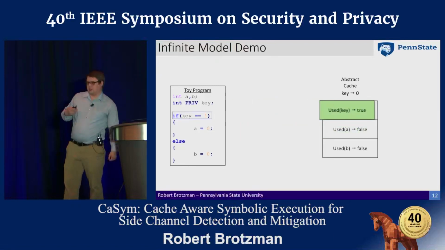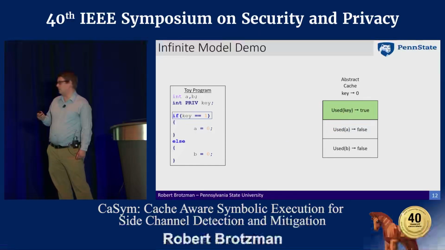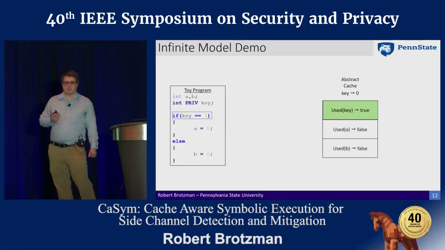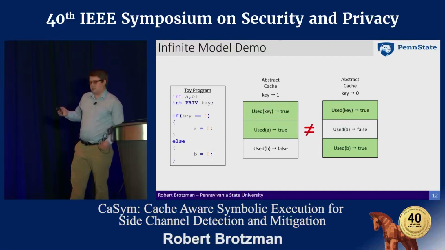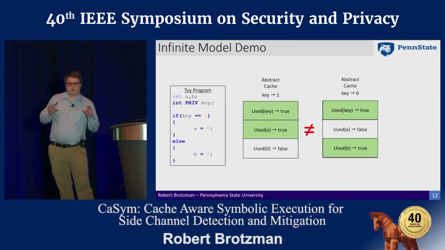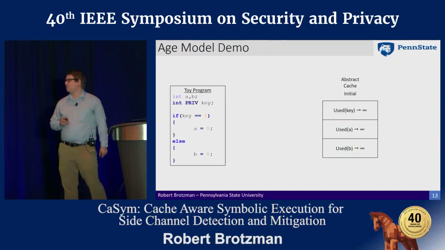And then on the second execution, the SMT solver might select 0 to be the key value, and we'll still execute the condition, and this time we'll go down the else branch, and we can see that there's going to be a difference in the final cache states, and this is what our tool is looking for.